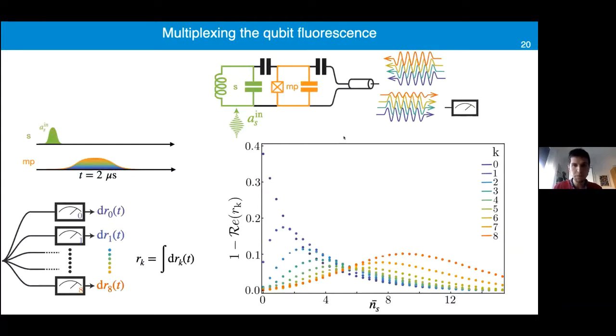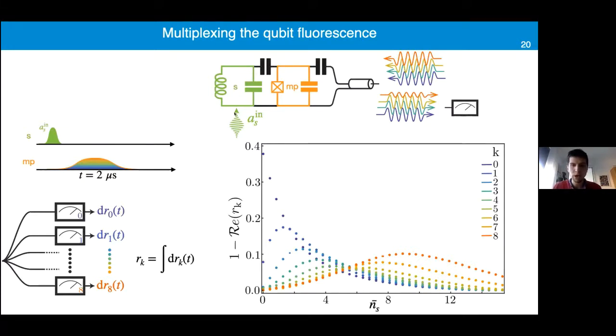So let's use it. We start by injecting a coherent state in the storage mode, and then we probe the multiplexing qubit with the frequency comb. And we demultiplex the reflected frequency comb.